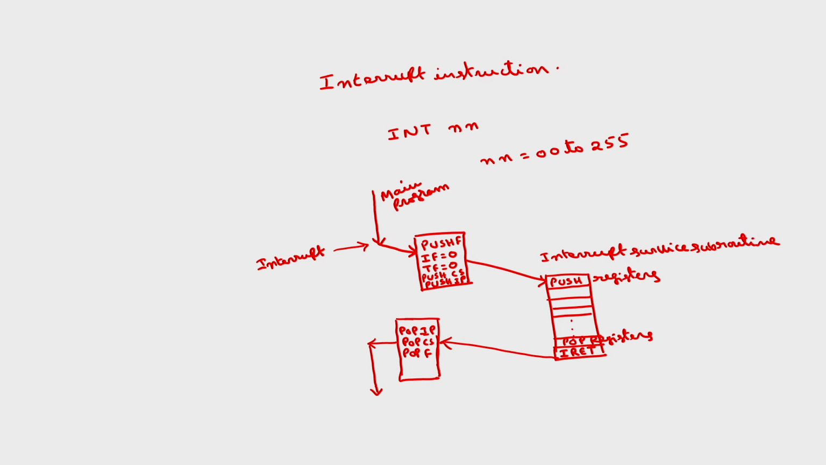Now, there are 256 software interrupts. They are called software interrupts because there is an instruction for them. In 8086 there are two hardware interrupts, INTR and NMI, which we discussed while discussing the pin diagram of 8086. The operation corresponds to each interrupt: INT0, INT1, and so on up to INT255.